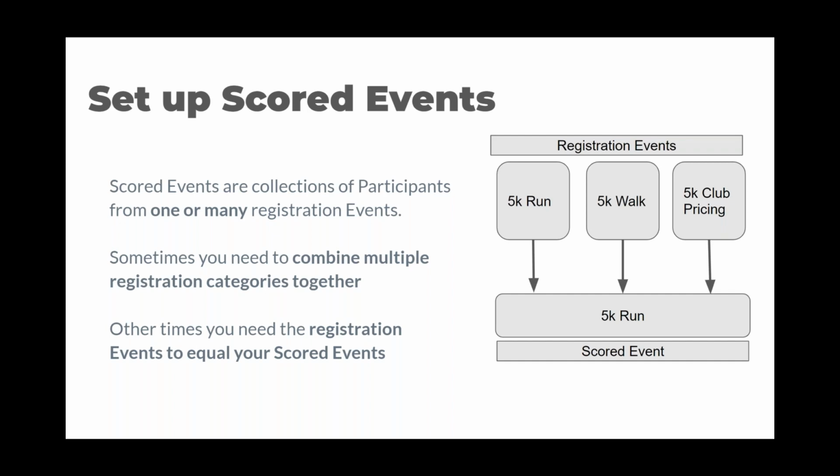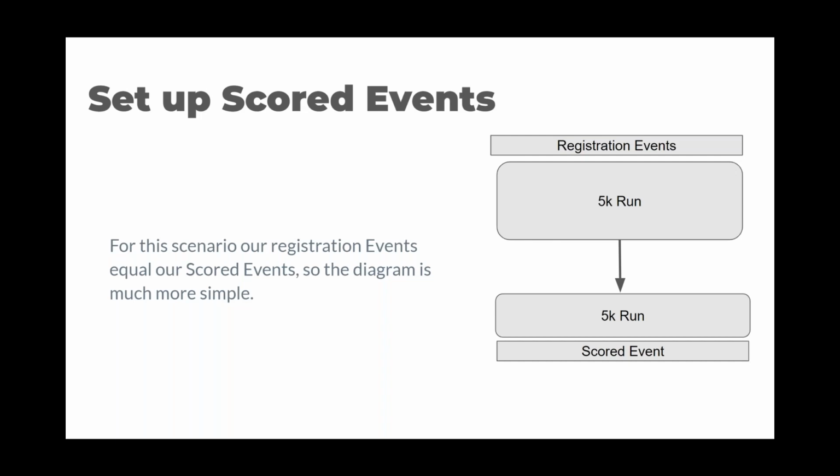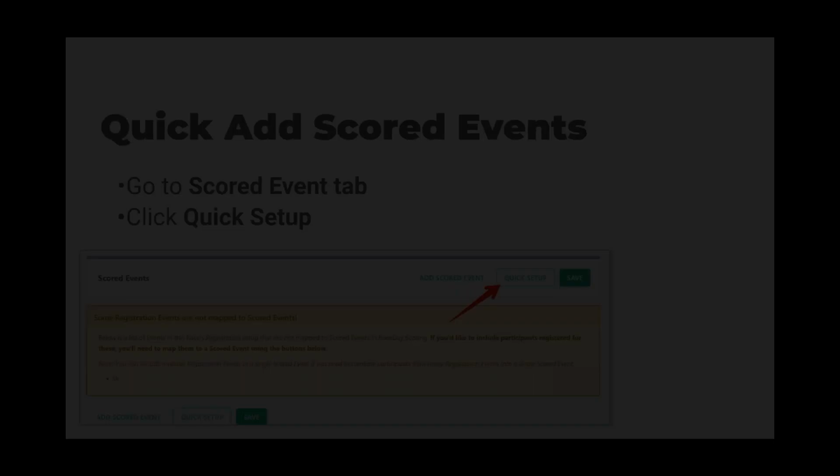So in this case, let's say I had an event with a 5K run, 5K walk, 5K club pricing, and I wanted my main report to be all of them together, but I also wanted to do a special report that was just the clubs, the club members. You'd still want to include it in one event, and then you would just build another report down the road that's 5K run, but only the people in that 5K run that are in the club pricing event. In our case, it's very simple. We are just doing one 5K run, and it's a registration event. We have a scored event set up that is named the exact same thing. So it's much simpler today, but it's just good to understand how that relationship works.